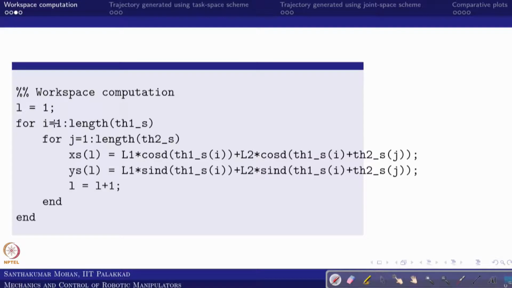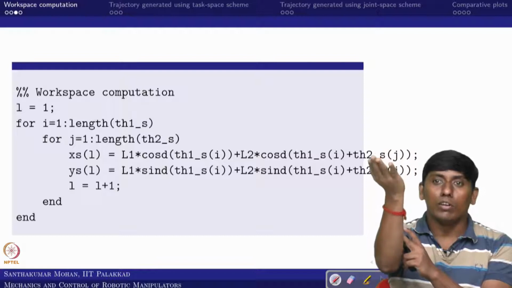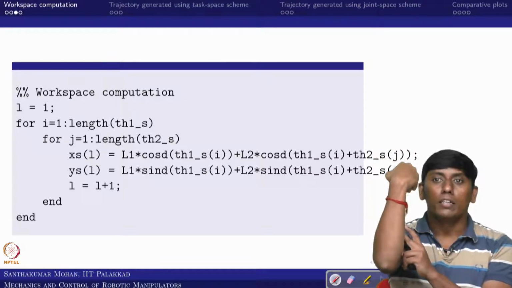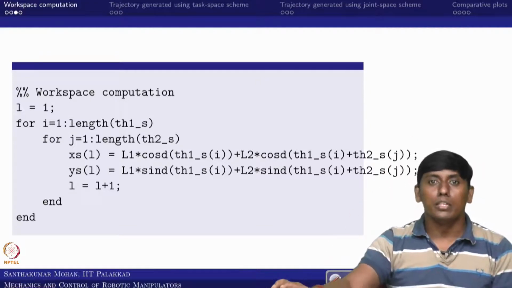I am running the loop where theta 1 runs in the first loop from minimum to maximum, and in the second loop theta 2 runs from minimum to maximum. In the sense, first I will keep theta 1 fixed. You can look at it here. Theta 1 is coming here and the second joint is rotating from minimum to maximum. Then you move theta 1 to the next value and again rotate from minimum to maximum. Like that you can do it in sequence.